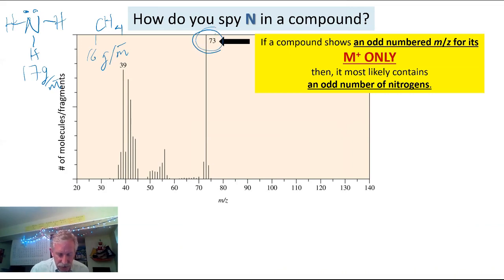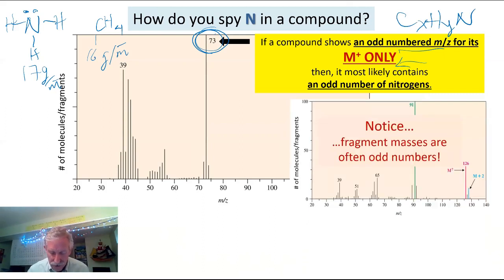So start to spy your heaviest mass, and if the heaviest mass is an odd number, it's very likely that it is a nitrogen in your structure somewhere, and you should start playing around with it and determining something like this with your formula. Can you figure out what happens with this formula? Which I'll post in just a second as well. Big warning right there.